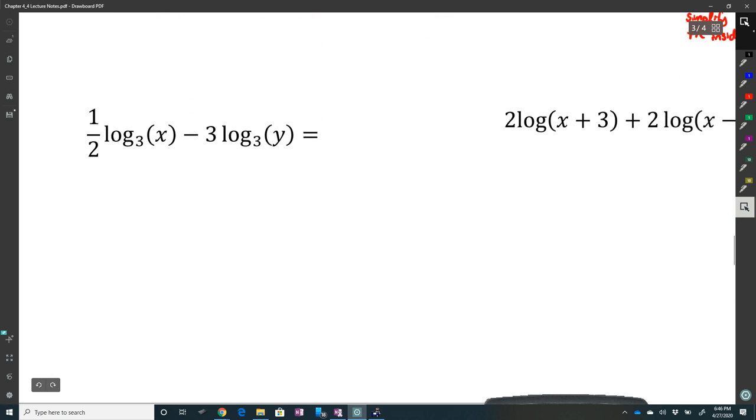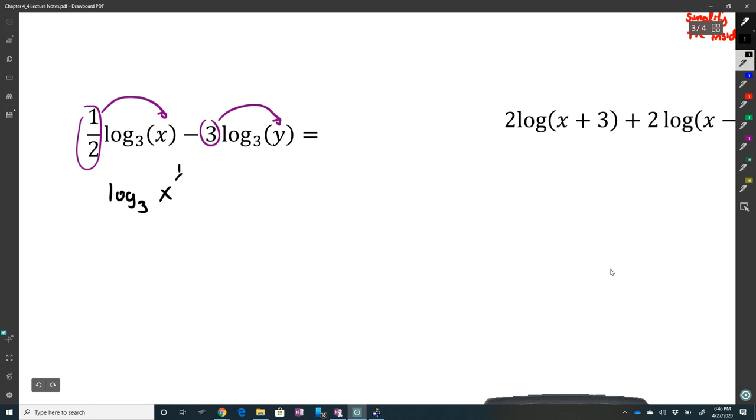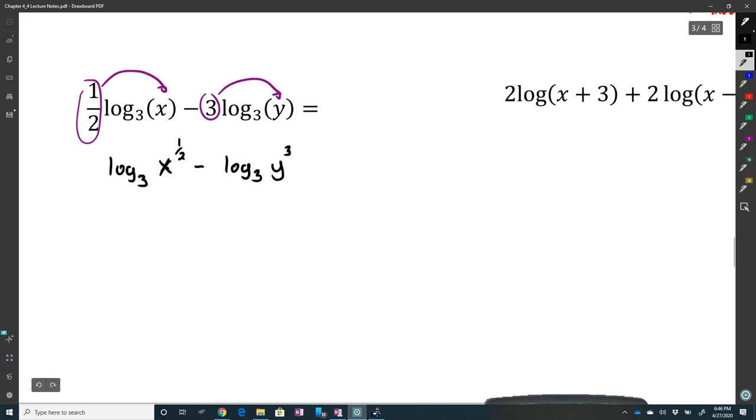Anyway, next one. The first thing we got to do is get the numbers and turn them into exponents. So I have log base 3 of x to the half minus log base 3 of y cubed. And now the main idea between them is subtraction. And so I have log base 3. Notice that it's one log.